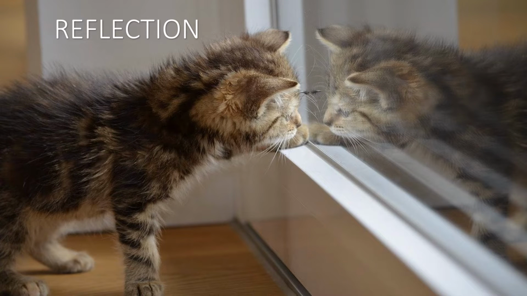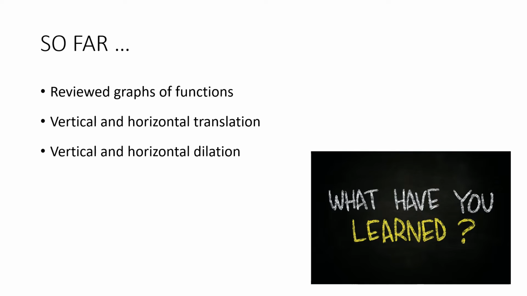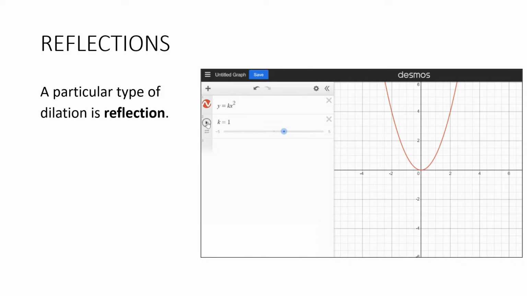Okay, Year 12, Lesson 3 for transformations. This lesson is on reflection. So this is what we've done so far. We have reviewed how to graph functions. Then we looked at vertical and horizontal translations, and then vertical and horizontal dilations. A particular type of dilation is reflection. We can reflect a graph over one or both of the axes.